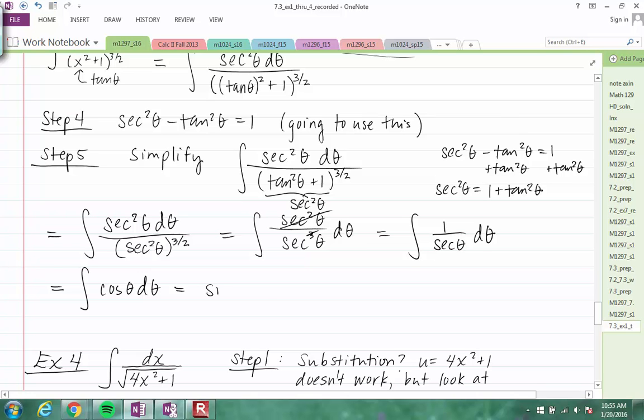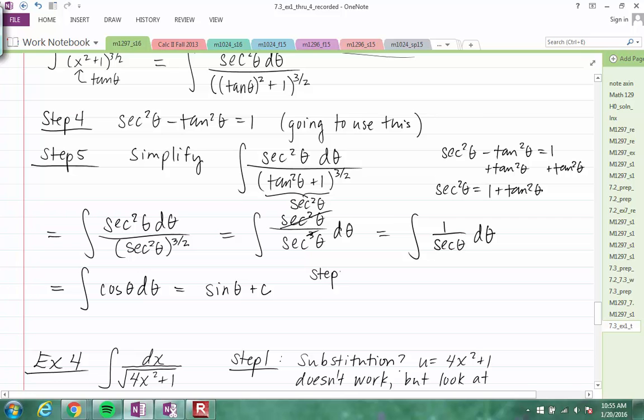Integral of cosine is sine. Attach your plus c. And we're almost done here. We evaluated the integral, but the original integral was in terms of x. We introduced this trig substitution, we evaluated the integral, and it's in terms of theta. So we've got to get it in terms of x. Next thing is to work on that.